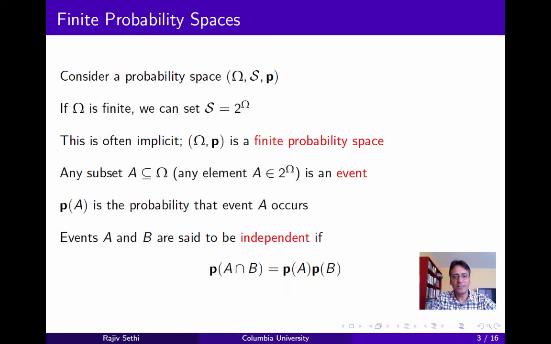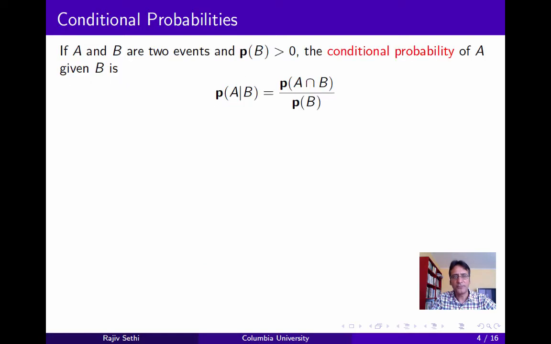Two events A and B are said to be independent if the probability of their intersection is the product of the probabilities of the individual events. Now if A and B are two events and the probability of B is positive, the conditional probability of A given B is defined as shown on the slide. And putting these two formulas together, we see that if A and B are independent events, then the probability of A conditional on B is just the probability of A.